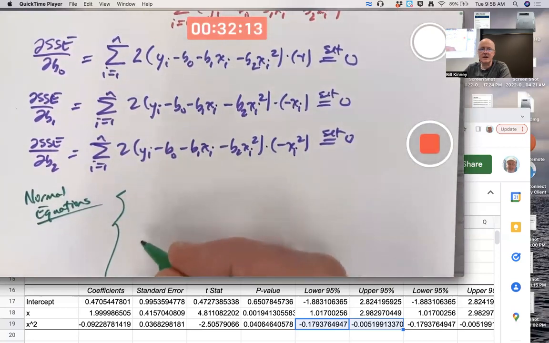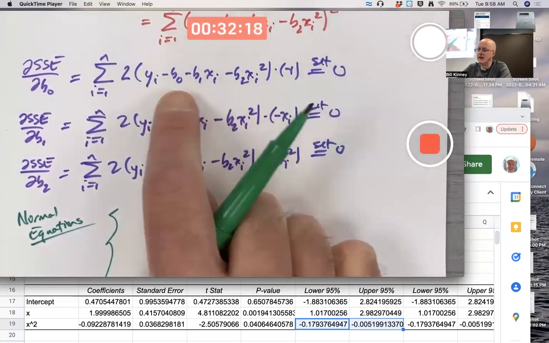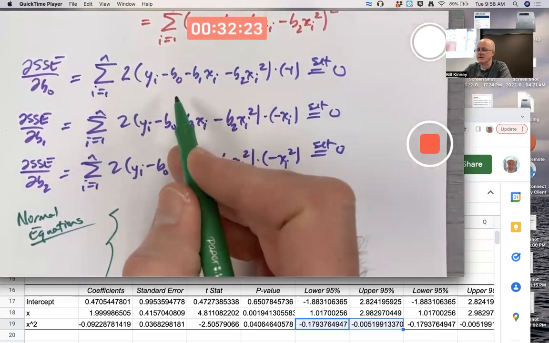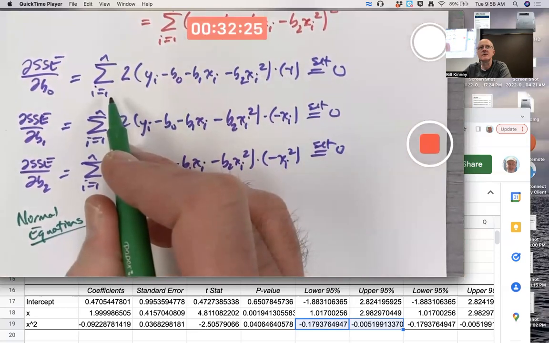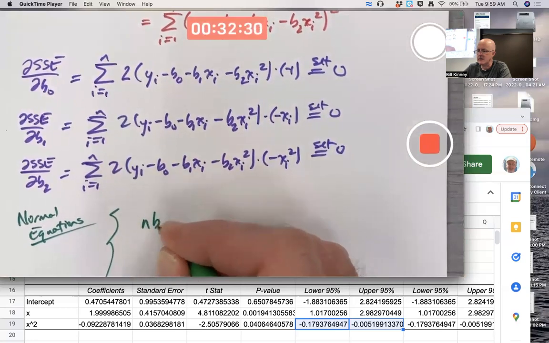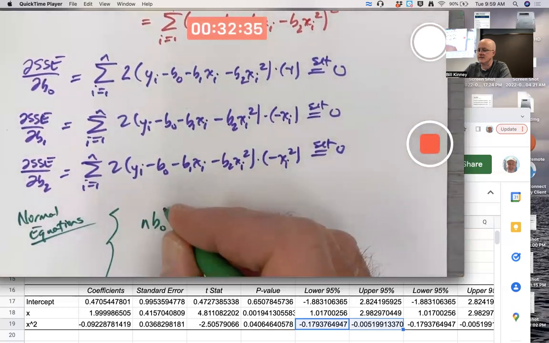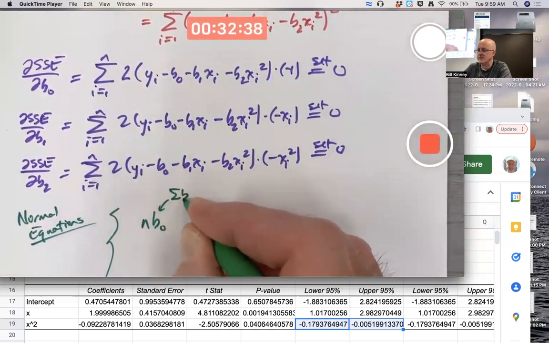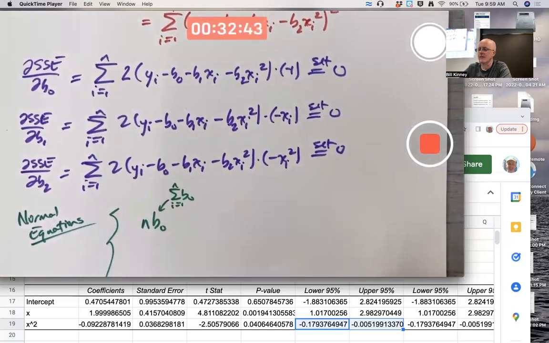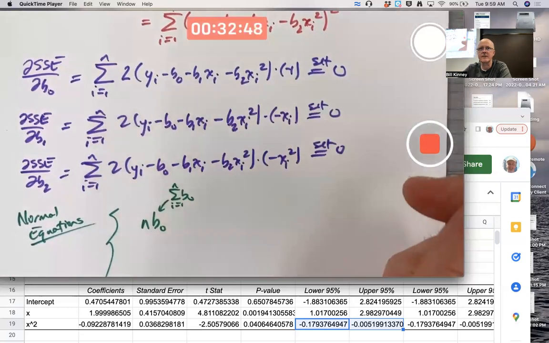For the first equation, again, the 2's are all canceled. -1 times B0 is just a plain B0. I'll be adding B0 to itself n times. That'll be the same as n B0. That's the same as the sum of B0 added to itself n times. Right, I'm bringing the summation sign through as well. And again, the negative signs become positive signs.